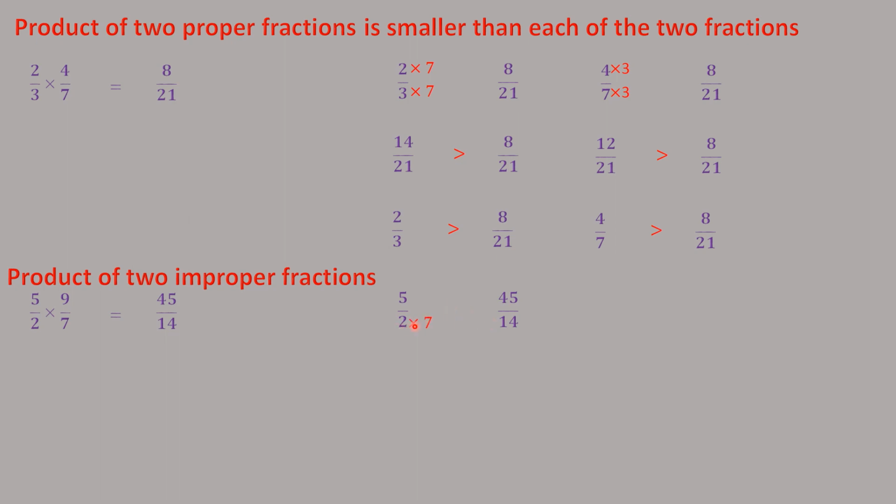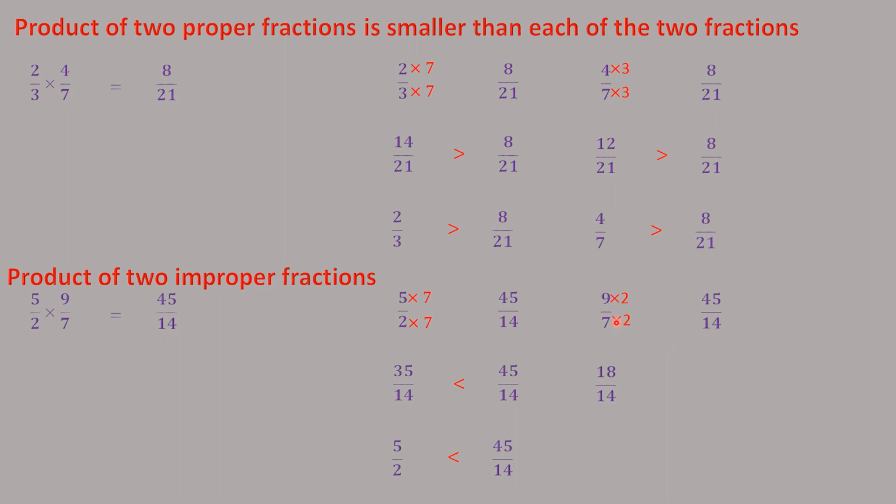First compare 5 by 2 with the answer, that is 45 by 14. Now which is larger among these two? For that, make the denominators equal. Multiply this by 7, so into 7 in the numerator also. 5 7s are 35 by 14 and this is 45 by 14. Yes, now you can say easily which is greater. 45 by 14 is greater than 35 by 14. 35 by 14 means our original fraction 5 by 2. 5 by 2 is smaller than 45 by 14.